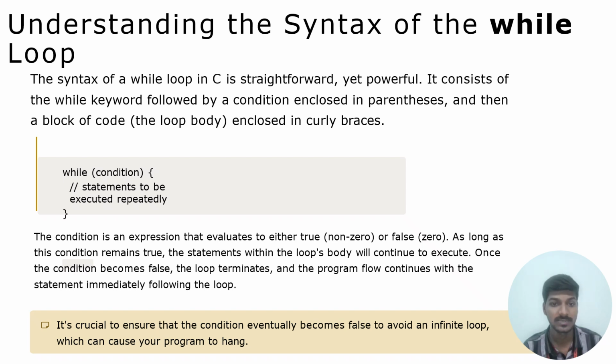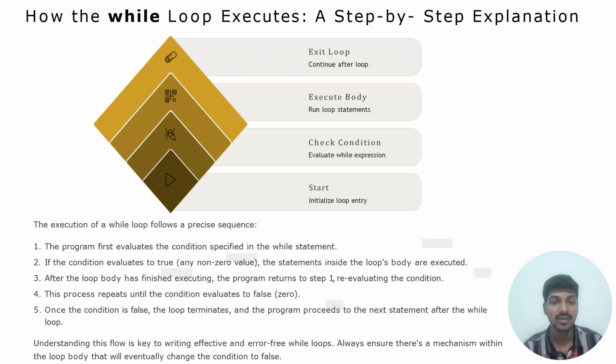The condition is an expression that evaluates to either true (non-zero) or false (zero). As long as this condition remains true, the statements within the loop's body will continue to execute. Once that condition becomes false, the loop terminates and the program flow continues with the statement immediately following the loop. It's crucial to ensure that the condition eventually becomes false to avoid an infinite loop, which can cause your program to hang.